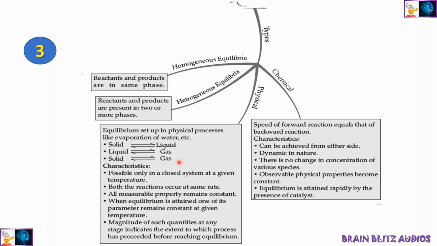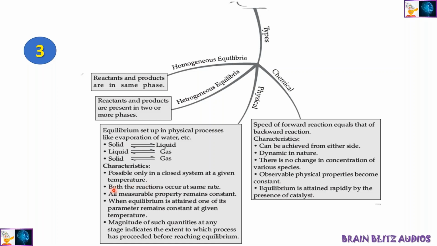Now, the things that you need to know about physical equilibria are: physical equilibrium is possible only in a closed system at a given temperature. Suppose you're boiling water and you want the equilibrium to be maintained. You can't just do that by opening the container up and letting the water vapor go out. That would ruin the equilibrium. You need to close the container so that the equilibrium is maintained.